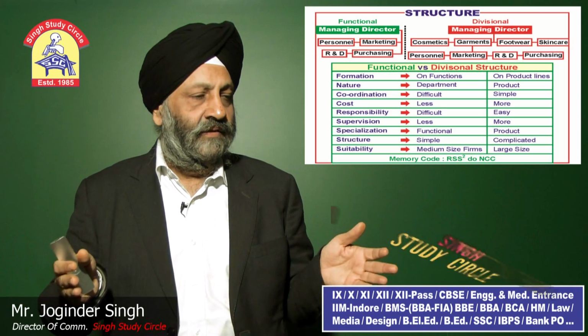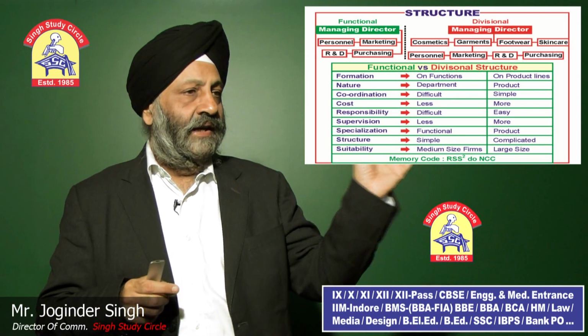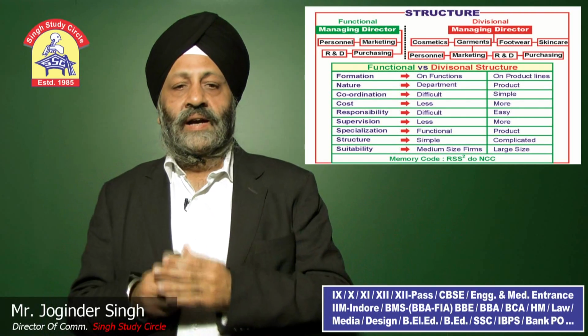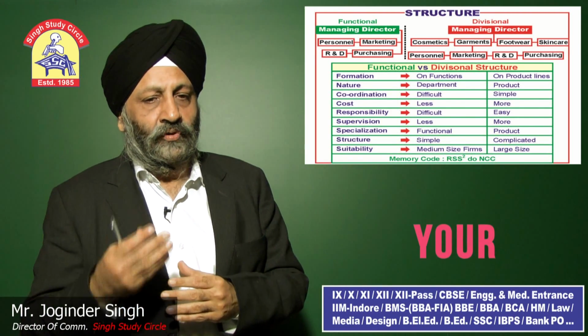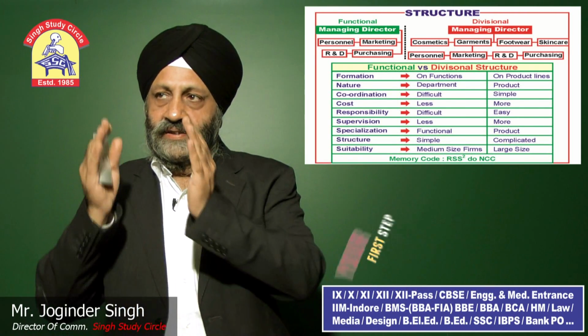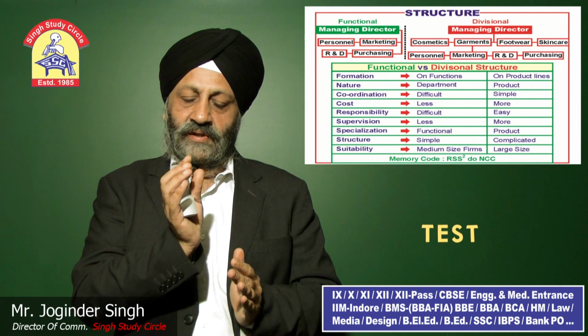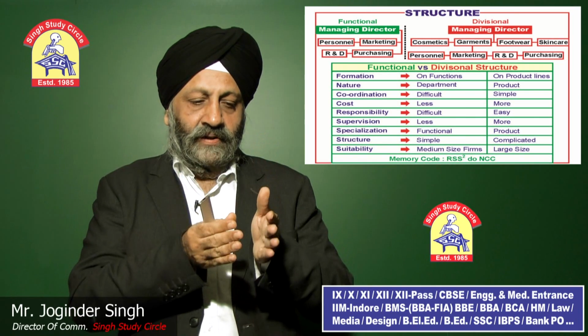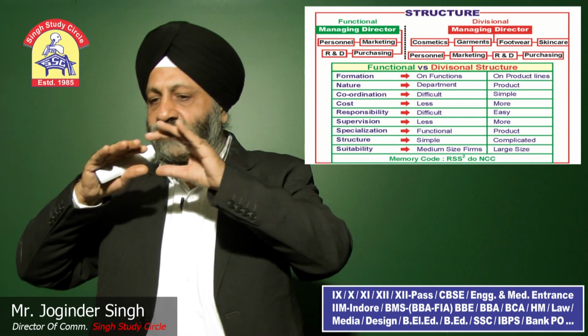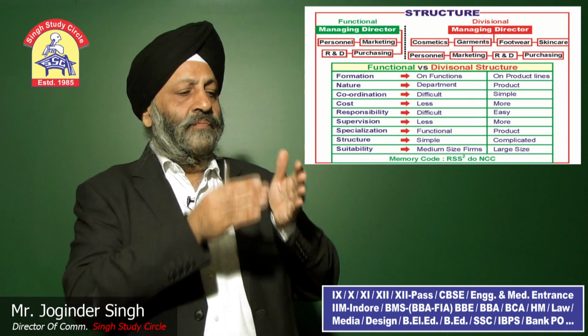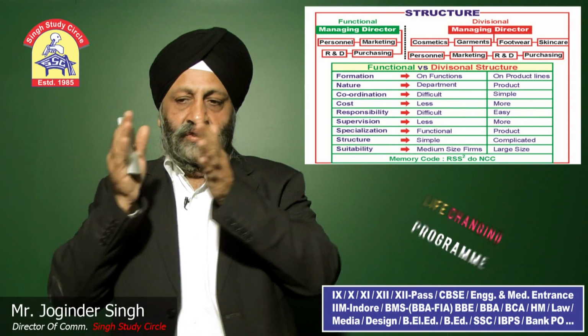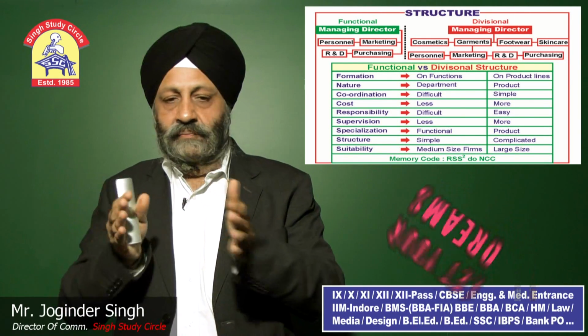RSS is the organization. I've written RSS scare NCC. You can see the code. R here stands for responsibility. When we are producing one type of product, we follow functional structure, and when we are producing different types of products, we follow divisional structure. So for that we are comparing.